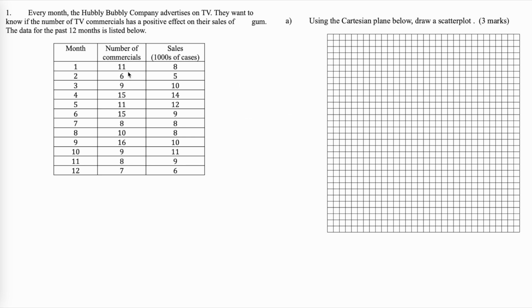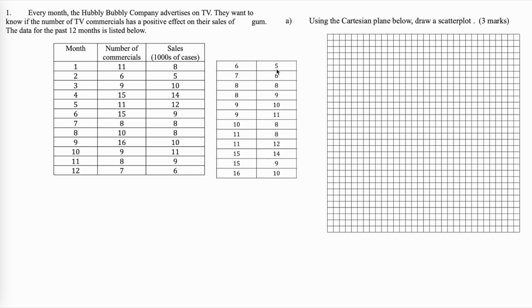Notice this data is unsorted. You have to sort it out. Sorted it. Notice the 6 was with the 5, 6 is still with the 5. Last point, 16 is with the 10. Keep the y's with the x's and sort. Then I want to plot all this.